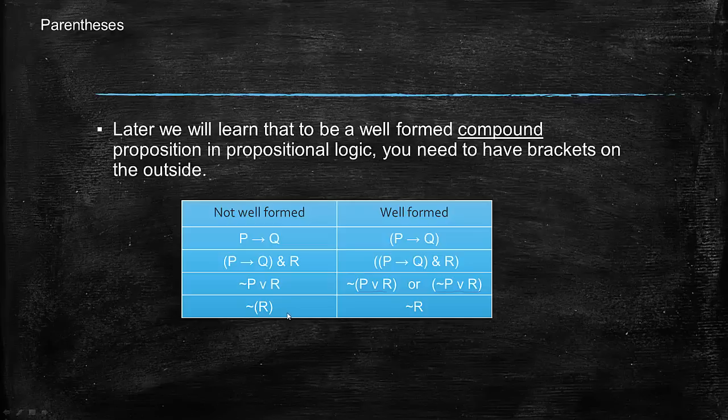It turns out that there's a mistake in some of the exercises in Chapter 3. I'll try to remember to mention this later, where they accidentally put brackets around atomic propositions with a negation on the outside.